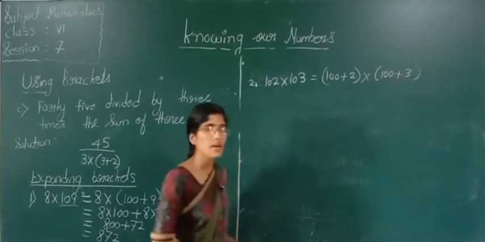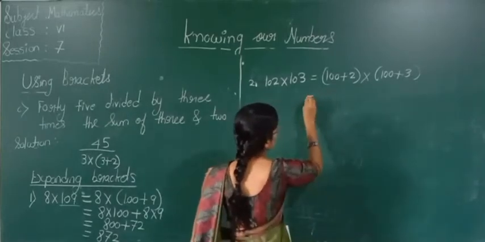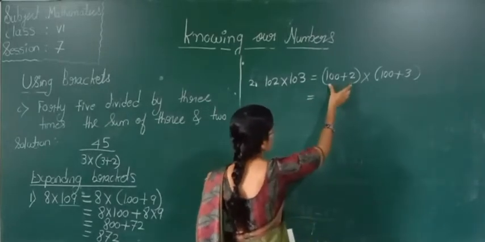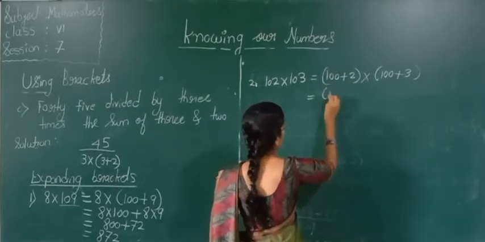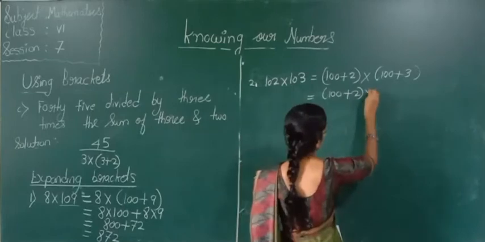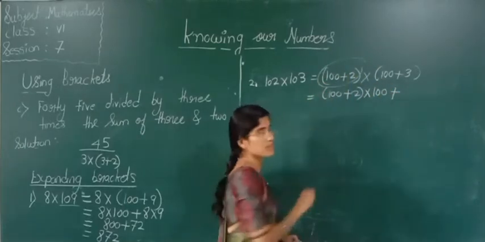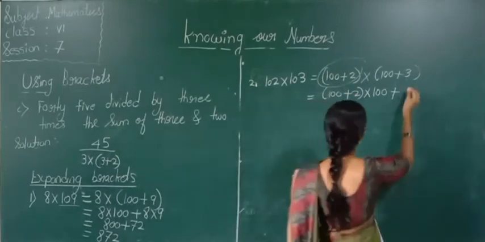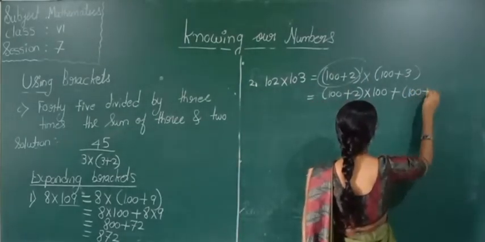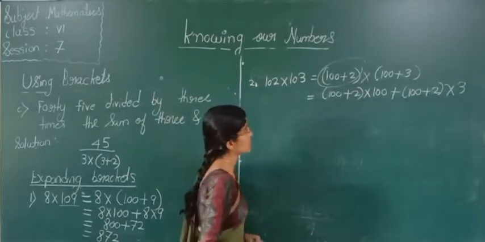Keep any one bracket fixed. I am going to keep 100 plus 2 as fixed. Here, multiplied by 100 plus 3, I am going to keep this bracket fixed. 100 plus 2 multiplied by 3. Now we will solve this.